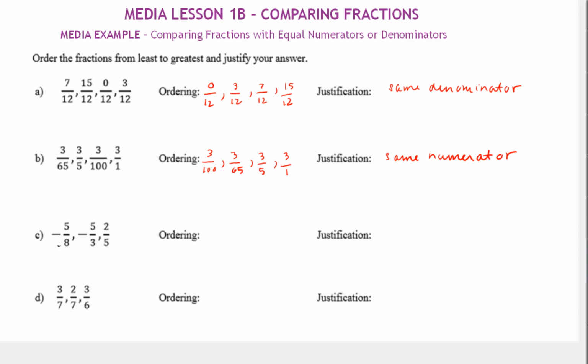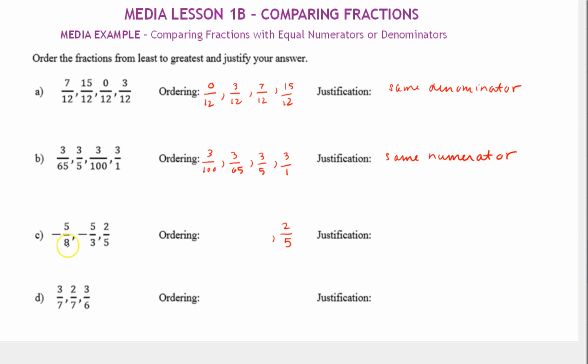So we have -5/8, -5/3, and 2/5. Okay, well, they don't all have the same numerator. These two do. They don't all have the same denominator. So what are we going to do here? So notice that 2 of the numbers are negative and 1 of them is positive. So we know positive numbers are always greater than negative numbers. So I'm going to start by just putting 2/5 all the way to the right. It is the largest.